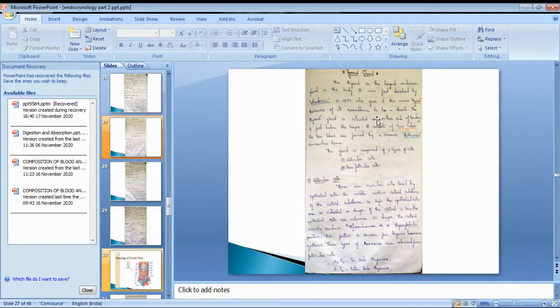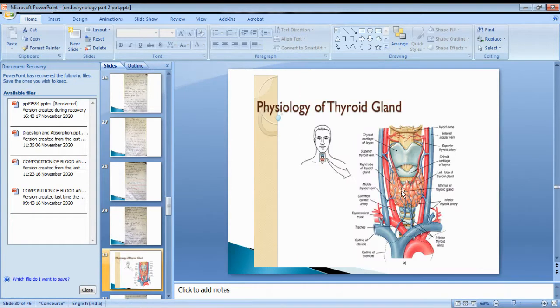The thyroid gland is situated on either side of the trachea and just below the larynx. I will show you in the diagram. The thyroid gland is situated on either side of the trachea and just below the larynx. It's present in the trachea.